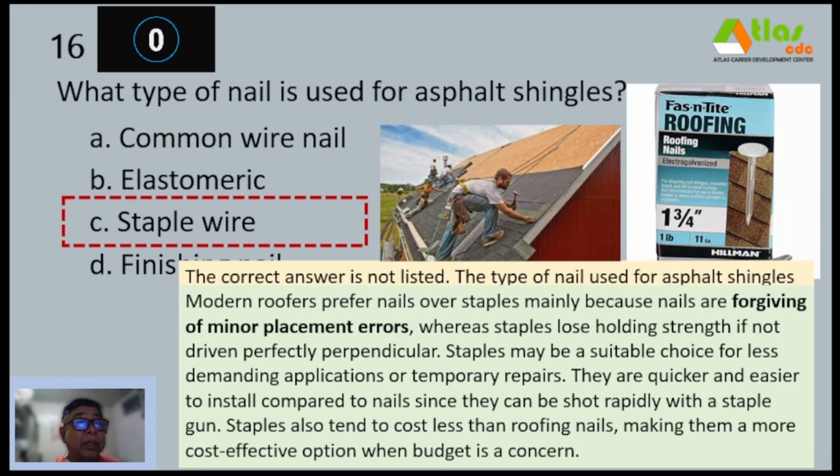Now, modern roofers prefer nails over staples, mainly because nails are forgiving of minor placement errors, whereas staples lose holding strength if not driven perfectly perpendicular. Staples may be a suitable choice for less demanding applications or temporary repairs. They are quicker and easier to install compared to nails since they can be shot rapidly with a staple gun. Staples also tend to cost less than roofing nails, making them a more cost-effective option when budget is a concern.